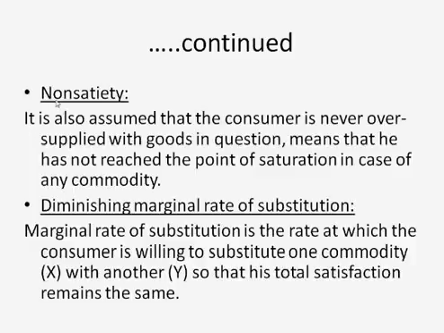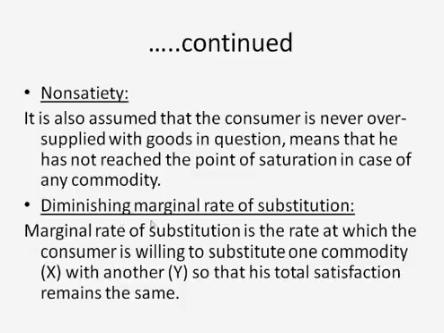Next assumption is non-satiety. Satiety refers to the condition of being full or gratified beyond the point of satisfaction. This makes the consumer reach the point of saturation where he does not want to consume any more units of the commodity in question. So it is also assumed that the consumer is never oversupplied with the goods in question, meaning that he has not reached the point of saturation in case of any commodity.